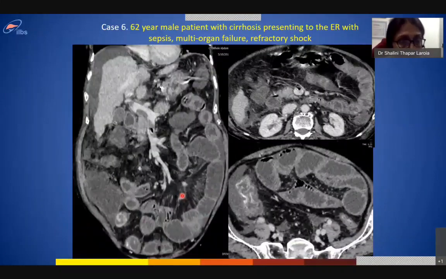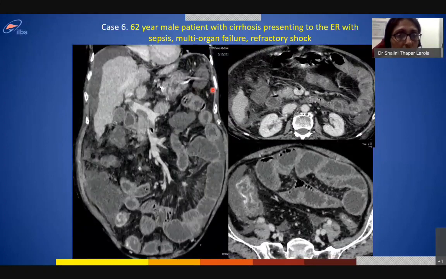Okay, next case. This is more like an emergency room case that you will see as residents over your night duties or night calls, and we must be able to identify the findings. So we have a 62-year-old male who has a known case of cirrhosis. He's a known cirrhotic. He presents to the emergency room with features of sepsis. He has infection, fever, and there appears to be multi-organ failure.